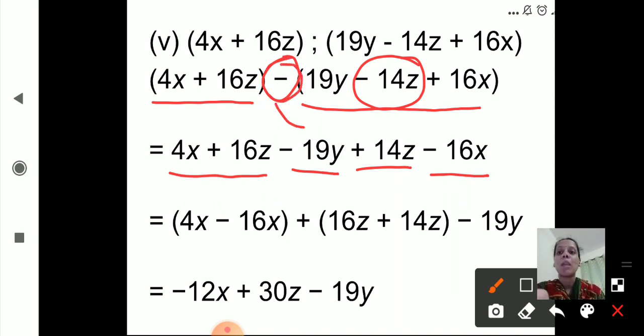So minus minus is plus, and minus plus is what? Minus. I hope you remember the signs which I have given. Okay, so minus minus is plus, and minus plus is minus. Right, now the next step is what? We will write down like terms together. So which are the like terms here?